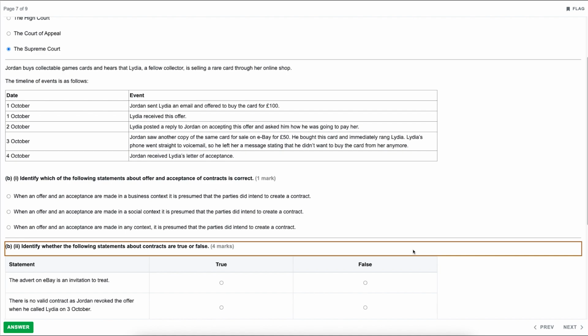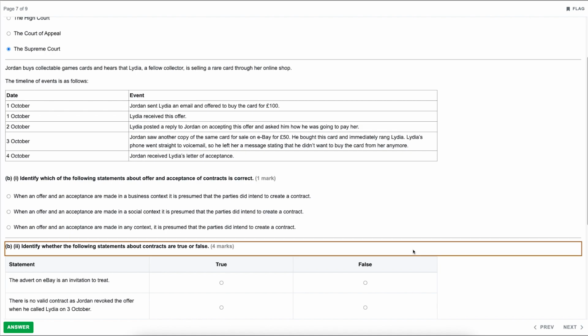On the 3rd of October, Jordan saw another copy of the same card for sale on eBay for £50. He bought this card and immediately rang Lydia. Lydia's phone went straight to voicemail, so he left her a message stating that he didn't want to buy the card from her anymore. And then on the 4th of October, Jordan received Lydia's letter of acceptance.